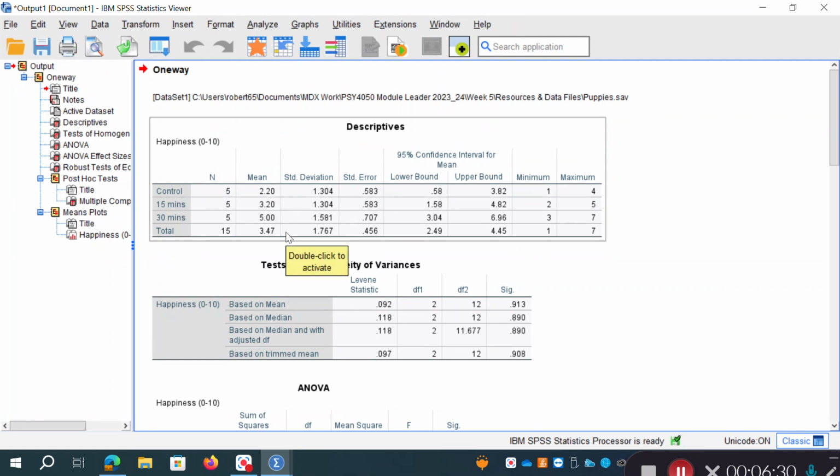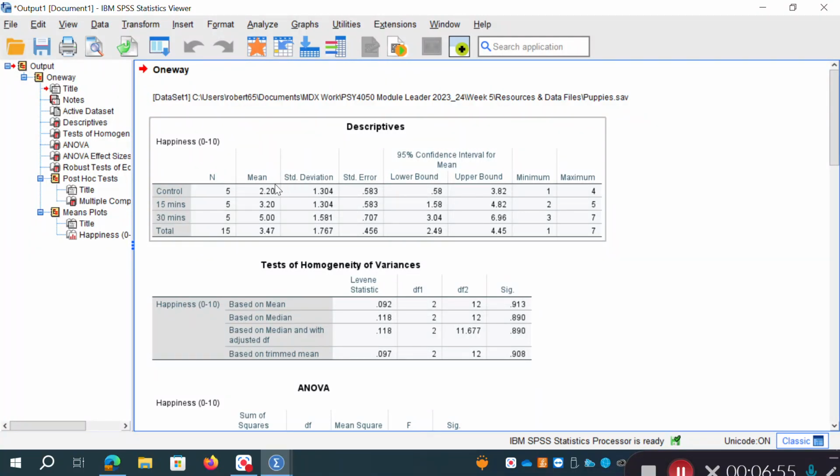So if we look at the group means there, control has a mean of 2.20, which is the lowest. 15 minutes had a mean of 3.20 in terms of their happiness rating. This is obviously 30 minutes exposure, mean of 5. So a difference between groups, but we'll have to look at our ANOVA to see if those differences in mean happiness scores are significant. If we look at standard deviations, though, we can see they're all quite similar.